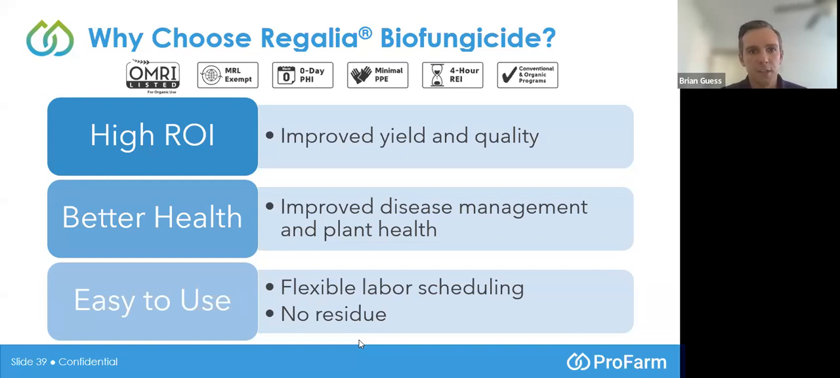It has a 0-day pre-harvest interval and a 4-hour re-entry, allowing you to spray up to the day of harvest, and gives you flexibility if you have to have crews coming into your field. In leafy greens, weeding or scheduling is one of the common practices, so having that flexibility brings another facet to the table. And then minimal PPE is required for Regalia.